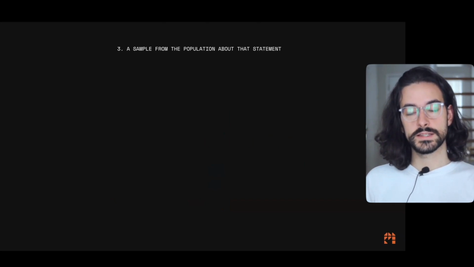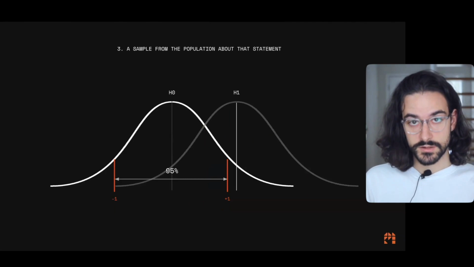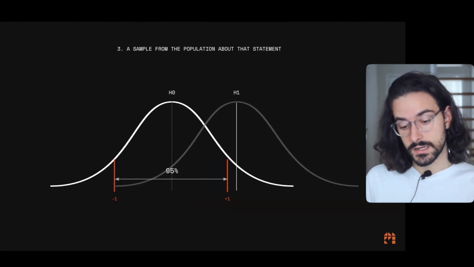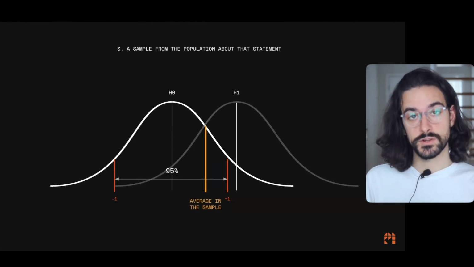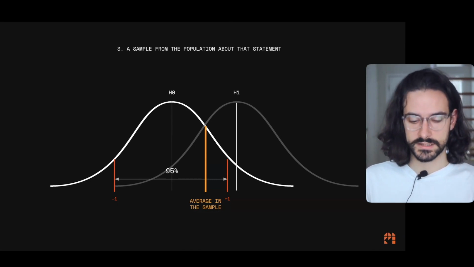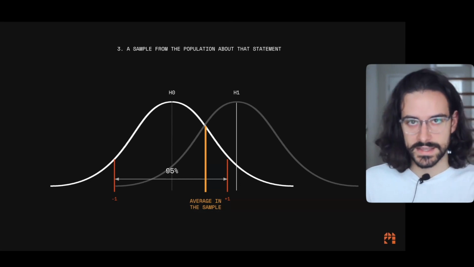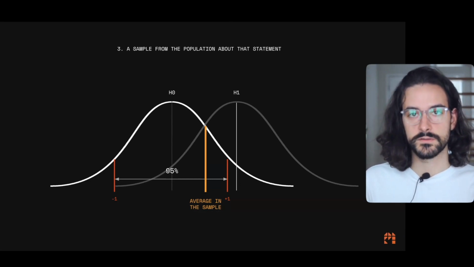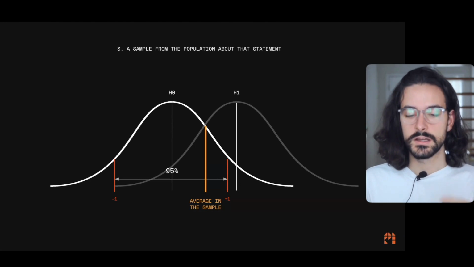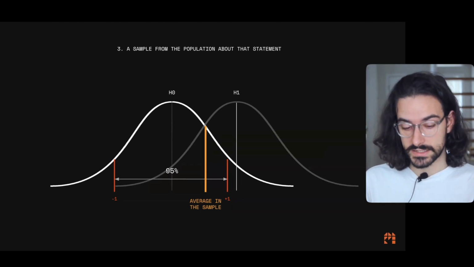And third, we're going to get a sample from the population about that statement. So here's our distribution. We already know it's there. We're going to go get an average from a sample. Let's see if the test statistic, the main number that we're testing here, is an average in the sample. And we plug that in there and we ask ourselves, hey, is this average within the 95% confidence interval or not? And if it's in there, we'll retain the null hypothesis. If it's outside, we reject it.